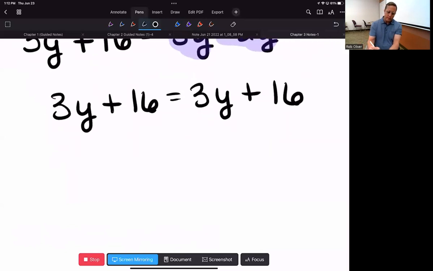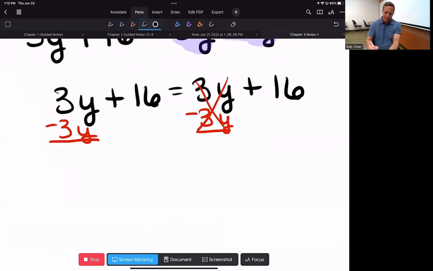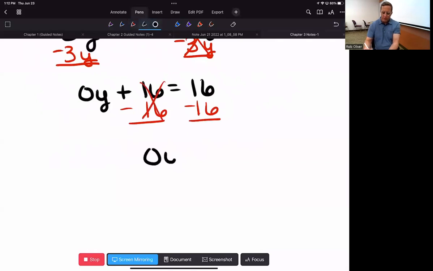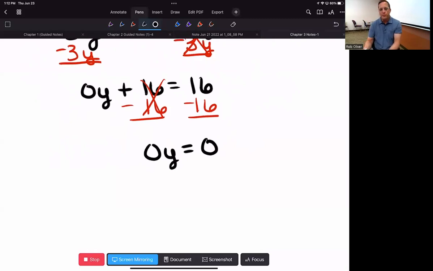And let's go through inverse operations here. So we're going to take away 3y from both sides. Those cancel. So do those. But instead of writing nothing, I'm going to write down 0y plus 16 equals 16. And then subtract 16 from both sides. Rewrite it, and now we have 0y equals 0. Now, what this means is that this has infinite solutions. That's what's going on here.